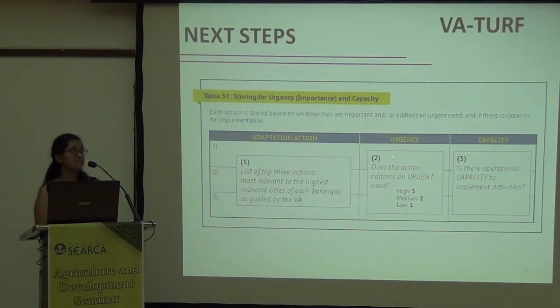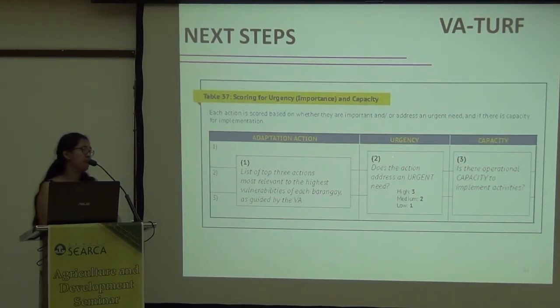They can use, for example, in the fisheries, they have demersal catches, so they can think of doing something for that criteria and put that in adaptation actions. And they will need to answer if the action that they put will answer the urgency and the capacity. So does the action address an urgent need? There's also a scoring, low, medium, high, so 1 to 3. And for the capacity, is there an operational capacity to implement the activity listed in the adaptation actions?